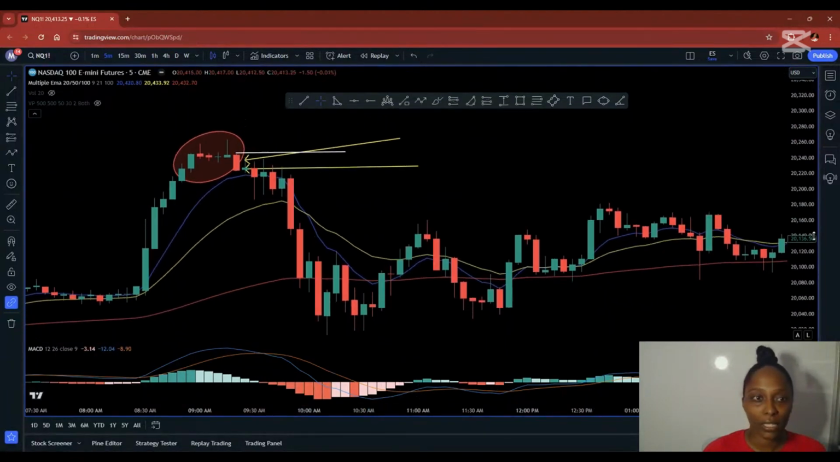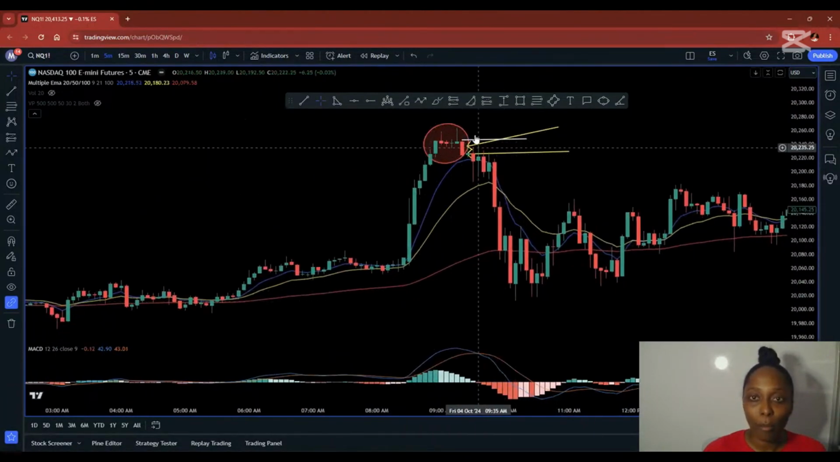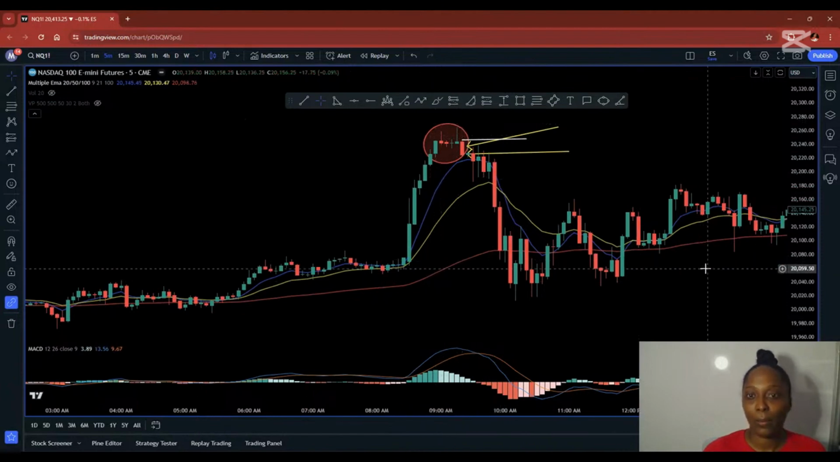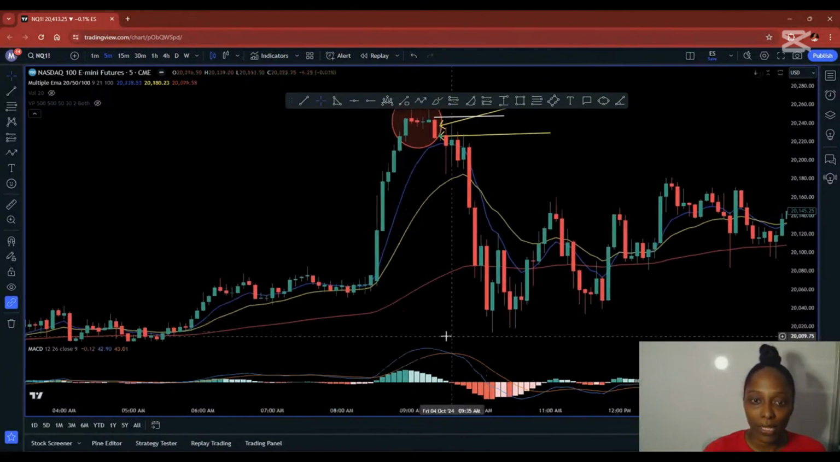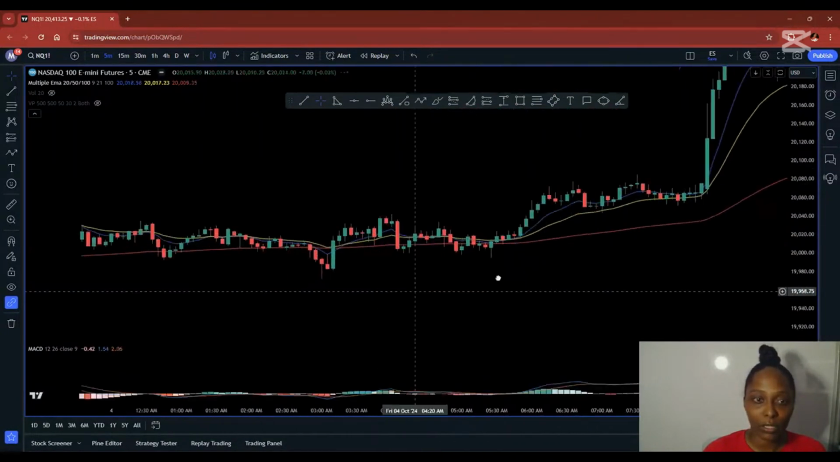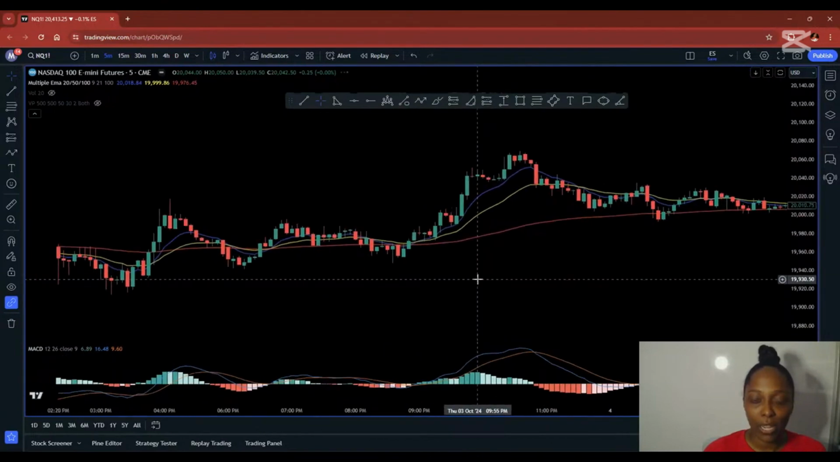So that is a good example of multiple bearish candles giving you a signal that price is going to reverse, and price did.